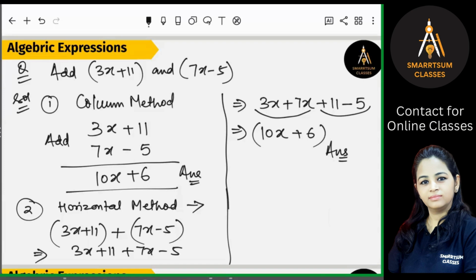But now it is recommended to use the horizontal method. The reason is that further on you will get more complex questions where you will have multiple terms, multiple expressions which you have to add. And in many questions, you have to add and subtract together, right? Which you cannot do easily using the column method. So I will suggest all of you to use the horizontal method while doing addition and subtraction. Is that clear?